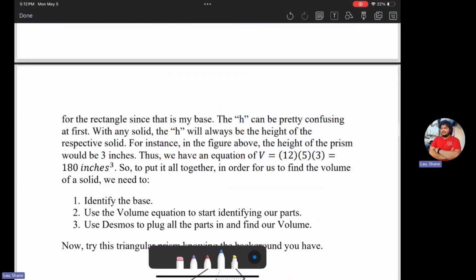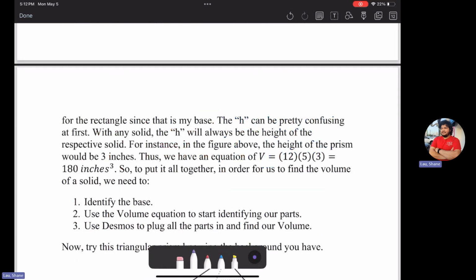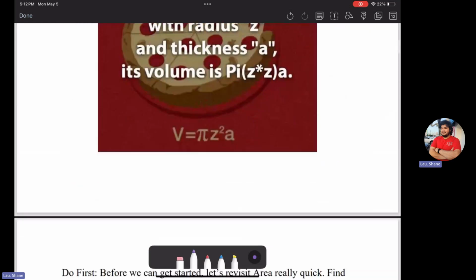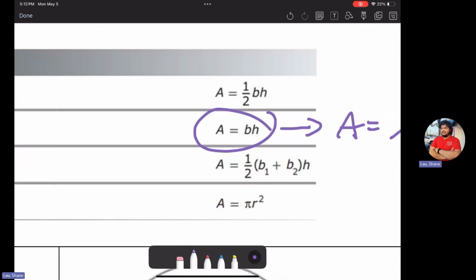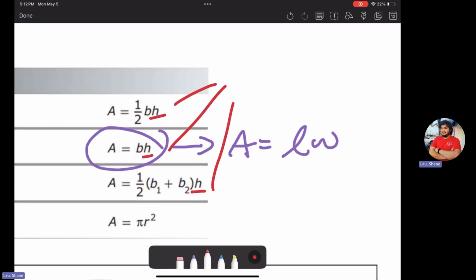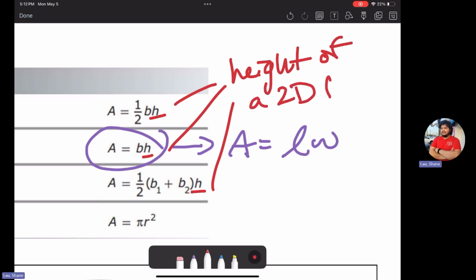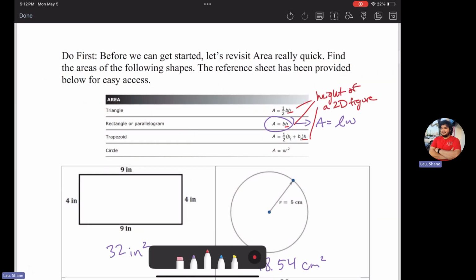But the problem that I think a lot of us are going to see is that if we go back to our area equations right here, we have a couple of different H's. We see an H right here, right here, right here. There's no other H's but those three. Those three are the height of a 2D figure. So that's the height of my triangle, the height of my trapezoid, the height of my rectangle or parallelogram. It is not the height of the prism.